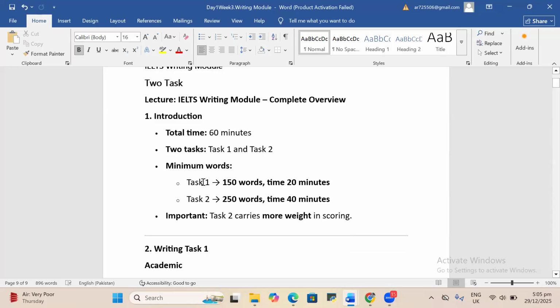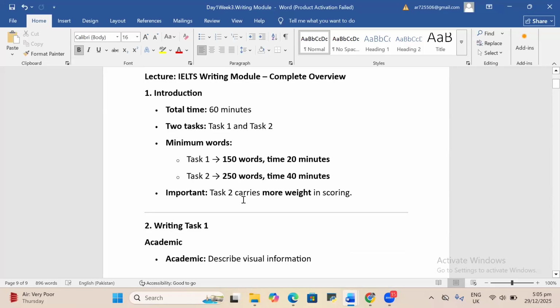For task 1 you need to write a minimum of 150 words in 20 minutes, and for task 2 you need to write a minimum of 250 words within 40 minutes. The important thing is that task 2 carries more weight in scoring. Your main purpose is to improve your task 2, but also task 1.